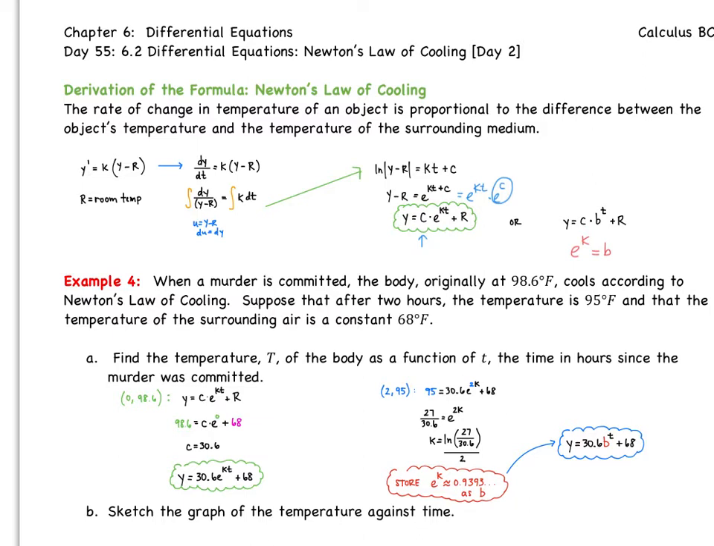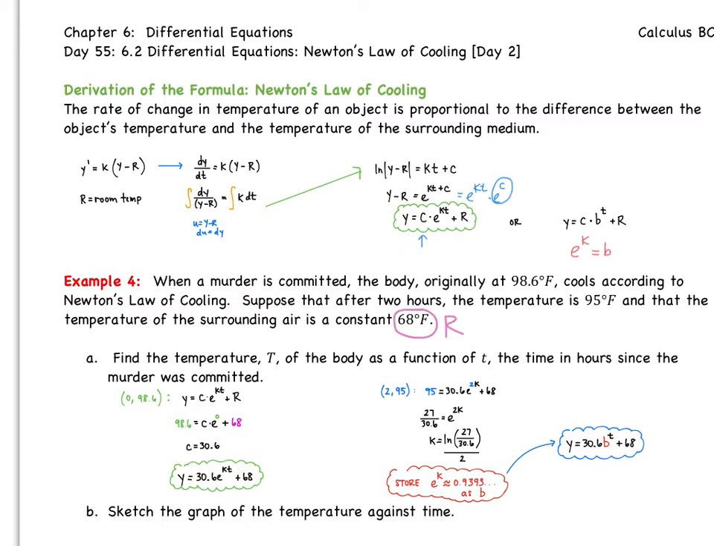This example we're dealing with today is a little on the morbid side, but we're going to go with it. When a murder is committed, the body, originally at 98.6 degrees Fahrenheit, cools according to Newton's law of cooling. Suppose that after 2 hours, the temperature is 95 degrees Fahrenheit and that the temperature of the surrounding air is a constant 68 degrees Fahrenheit. So that's our room temperature there. That's r.